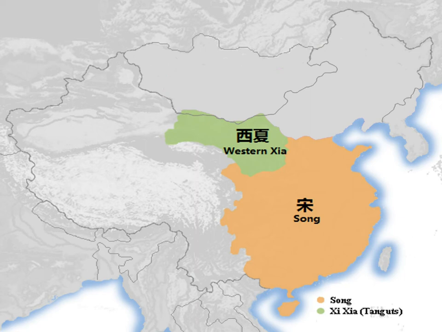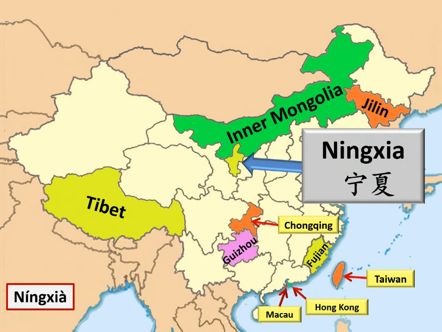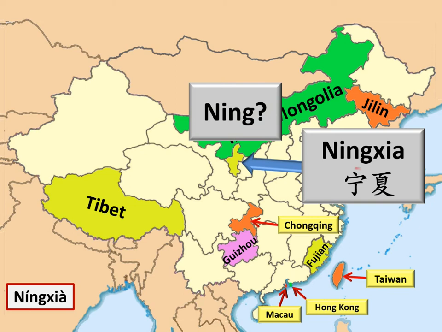The Western Xia engaged in numerous battles and wars with its neighbors to the east, south, and north. Ultimately, the Western Xia became part of a unified China under the Mongol Yuan Dynasty. Ningxia, the pacified Xia. Wait a moment. We've encountered that character before.